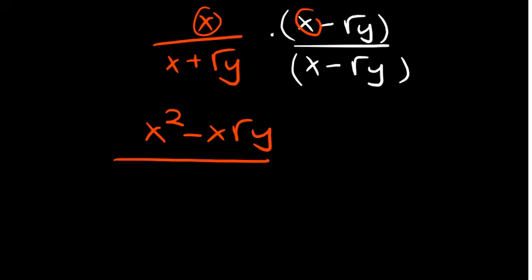Denominator part, x times x is x squared. Root of y by the root of y is going to be what? It's going to be minus y. Okay. So basically, we've simplified this. Okay.